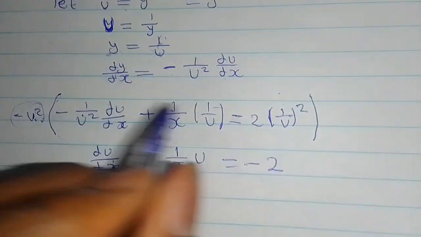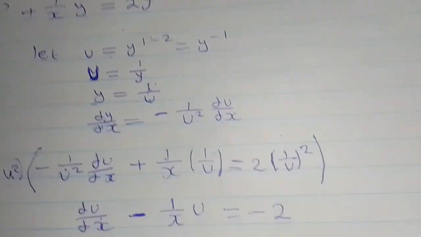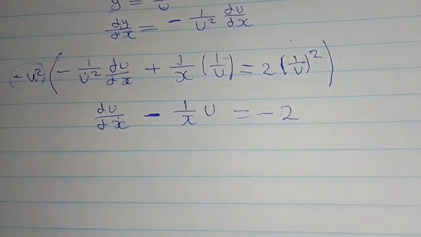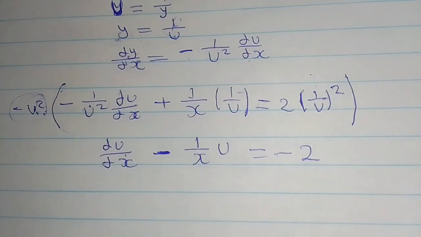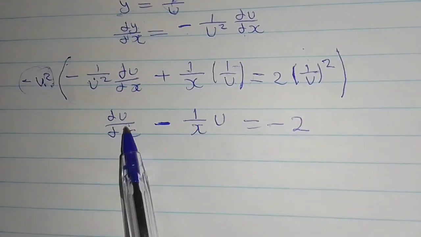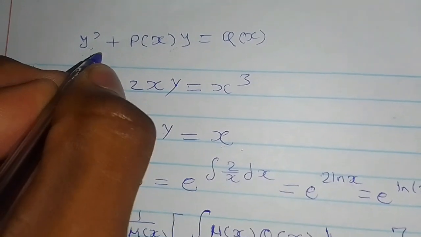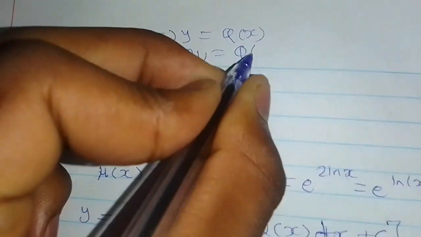Notice I said don't do this in tomorrow's test. I'm just showing you what I'm doing here, I mean the step where I multiply everything with u squared. But then you have this in this form. Notice that now this goes back to this form, but now it's no longer y prime. It's now u prime plus p of x u equals q of x.